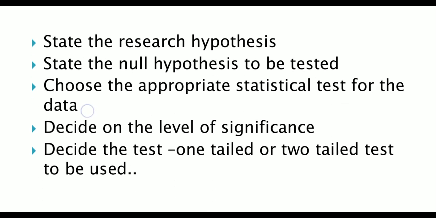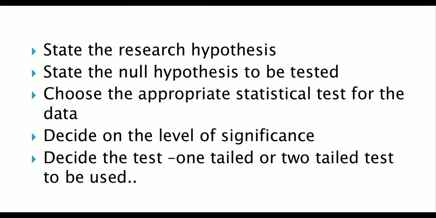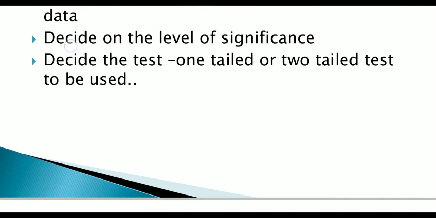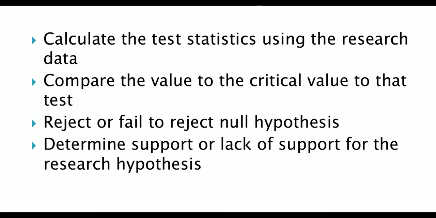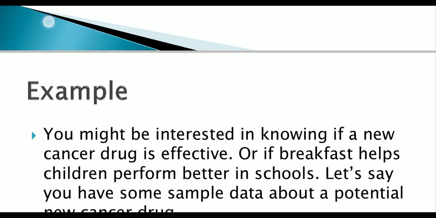The steps of testing hypothesis are: first step is to state the research hypothesis. Second, state the null hypothesis to be tested. Choose the appropriate statistical test for the data and decide on the level of significance. Last but not least, decide whether a one-tail or two-tail test is to be used. Next, calculate the test statistic using the research data and compare the critical value to that test. Reject or fail to reject the null hypothesis. It is more important. And last is to determine the support or lack of support for the research hypothesis.